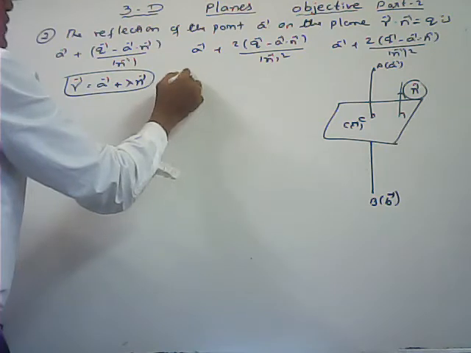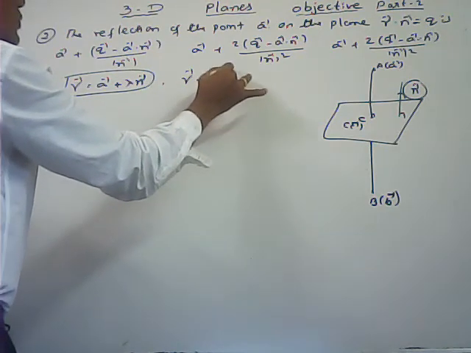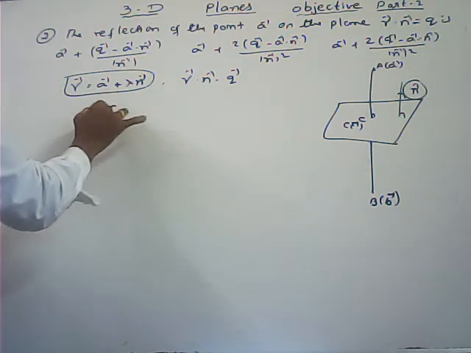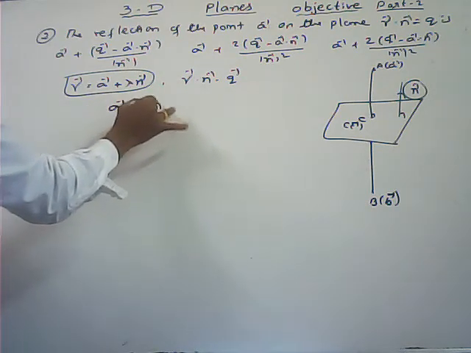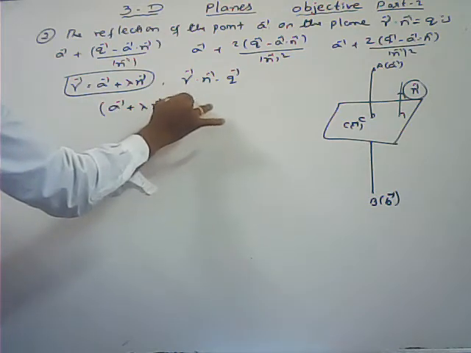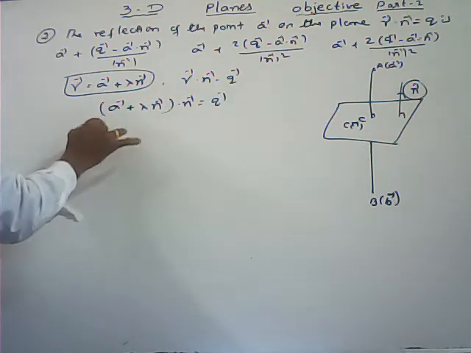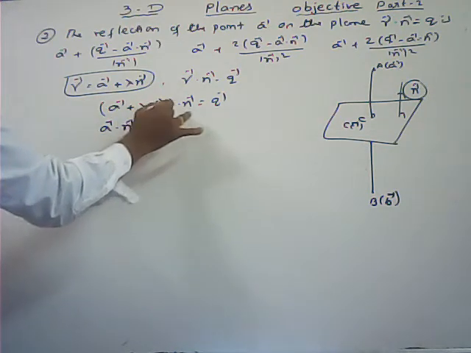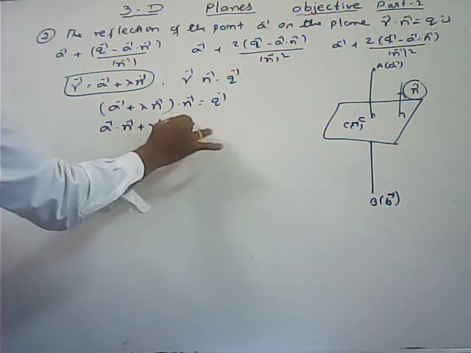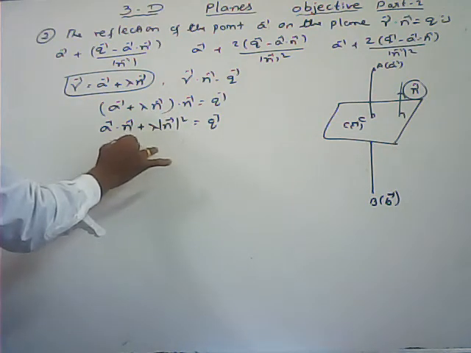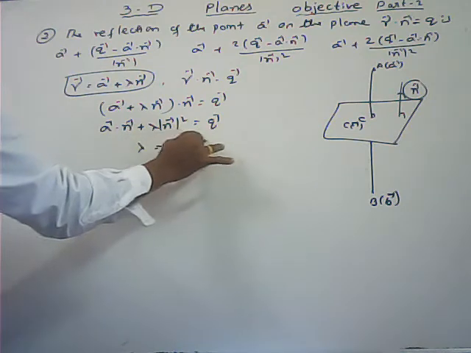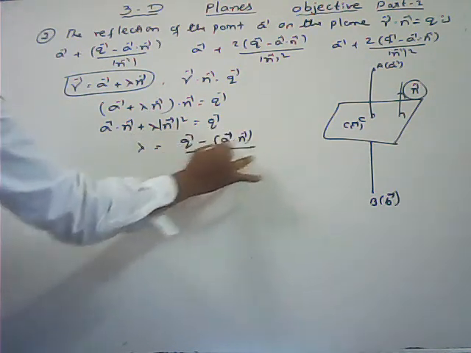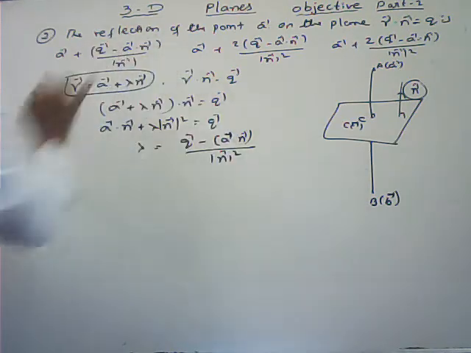And what about the plane equation? R bar dot N bar is equal to Q. If I solve these two, in the place of R bar I can write A bar plus lambda N bar, dot N bar, equal to Q. So A bar dot N bar plus lambda into N bar dot N bar, we can write modulus of N bar square, equal to Q. So lambda is equal to Q minus A bar dot N bar, by modulus of N bar square.